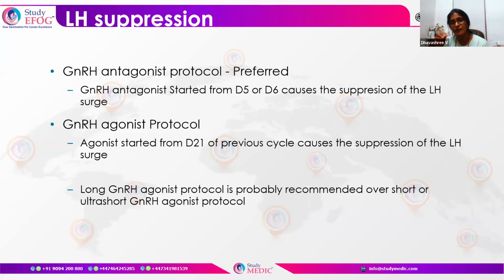The antagonist can be started from day 5 or day 6, or based on the cycle, which can be named a fixed protocol or a flexible protocol. Whereas the GnRH agonist protocol can be used for LH suppression, but that needs suppression from the previous cycle. So the long GnRH agonist protocol is recommended over the short or ultra short GnRH. There are other protocols where, instead of a long suppression, we give a short suppression. But SRH recommends only a long agonist protocol over a short or an ultra short GnRH agonist protocol.